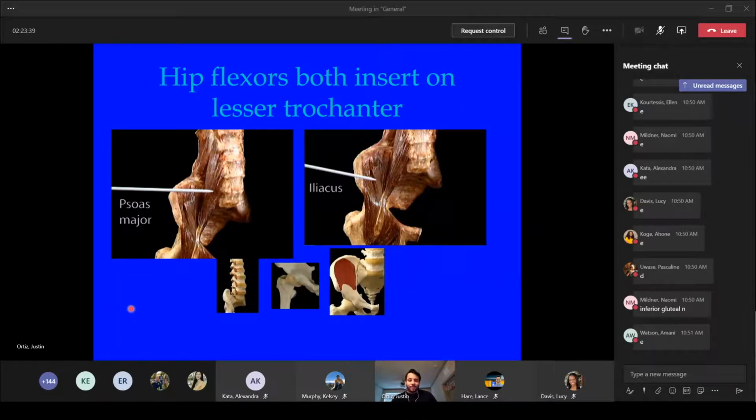Okay. Yeah. So psoas major right here, and then iliacus, right? So they're pretty easy to identify. Once you look at the pictures a few times, this would be the psoas major, and then this would be the iliacus, right? So iliacus right here.